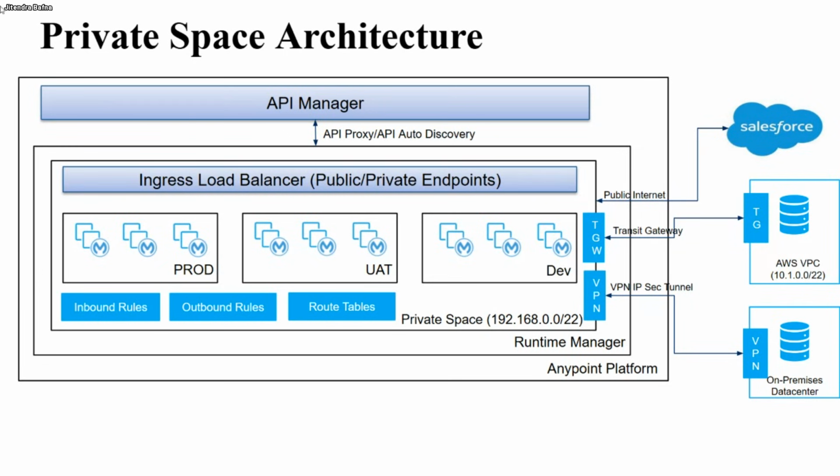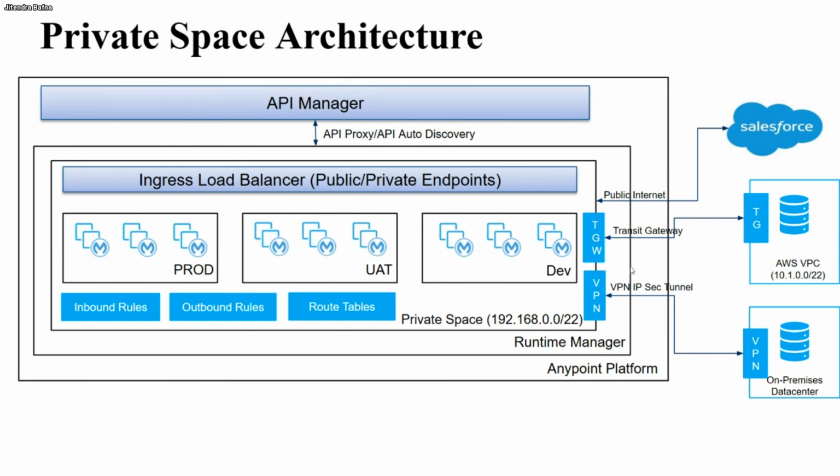Now this is my private space architecture. It will give both a public endpoint and a private endpoint, right? I have three environments, and there are applications that want to connect to some services available in an AWS VPC. So I can create a transit gateway in AWS and attach it to MuleSoft, and it will enable communication between your Anypoint Platform Runtime Manager private space and the AWS VPC.